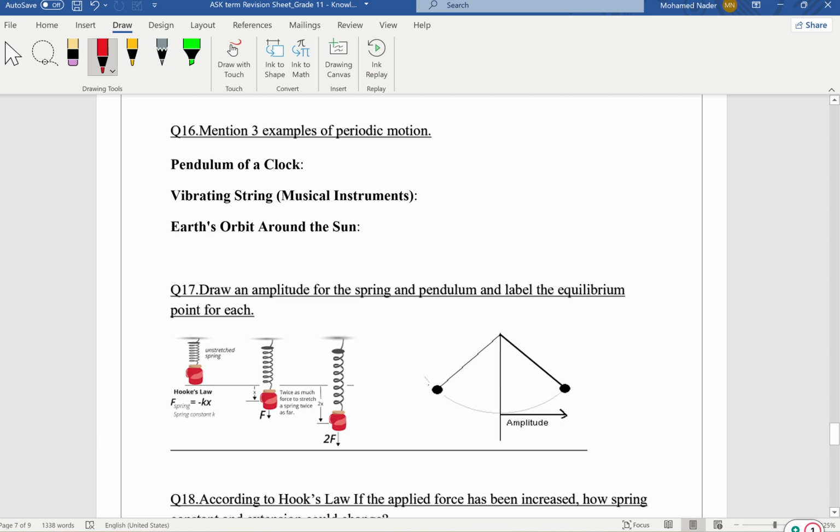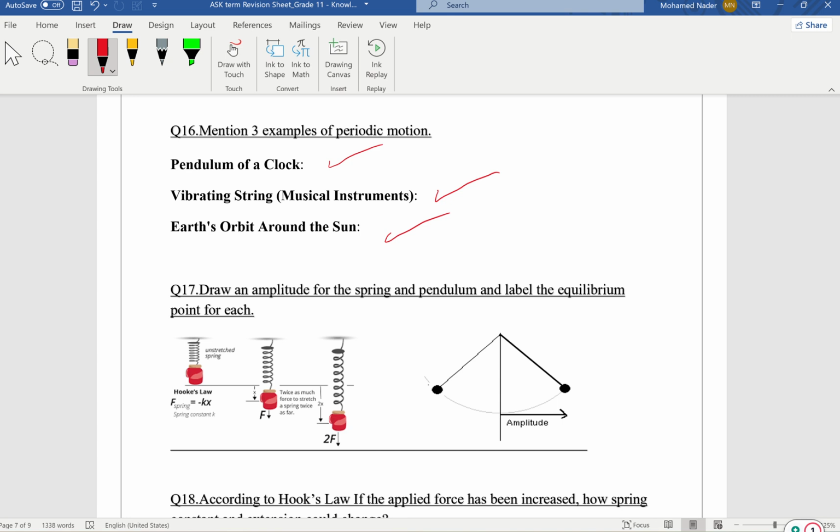Mention 3 examples of periodic motion. We have 3 examples: a pendulum in a clock, a vibrating string, and the earth orbiting around the sun. What is common about all 3 of them? All 3 of them are repetitive motion. And you will find more about periodic motion in detail in the other records uploaded on Google Classroom.